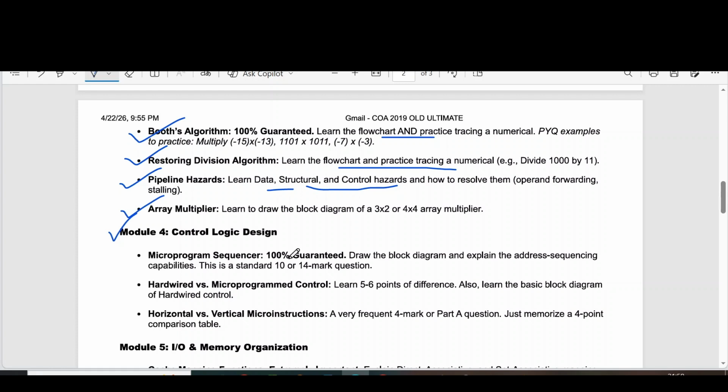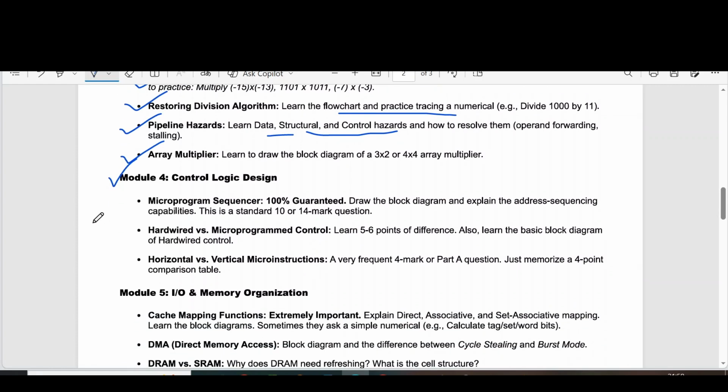Then coming to module 4, control logic design. In that, first question is microprogram sequencer. Draw the block diagram and explain the address sequencing capabilities. Then hardwired versus microprogrammed control. Learn the difference. Learn the basic block diagram of hardwired control. Then horizontal versus vertical microinstructions. Just memorize a 4-point comparison table.